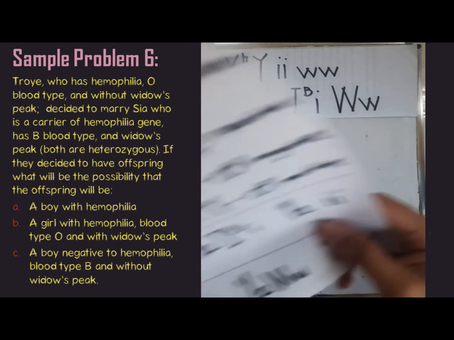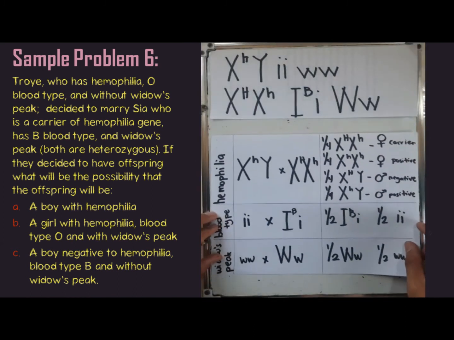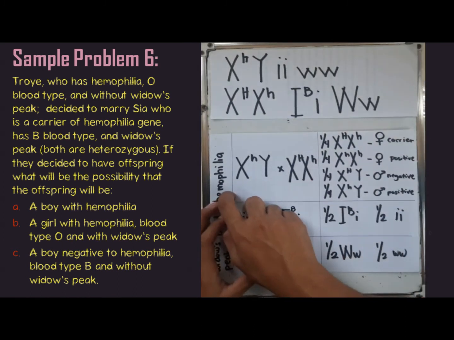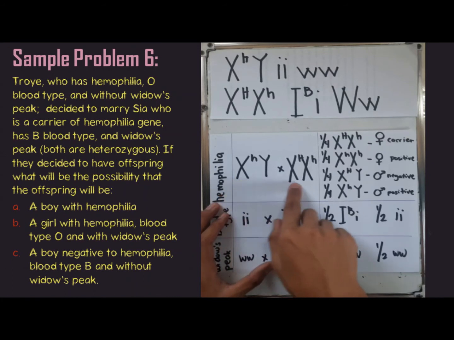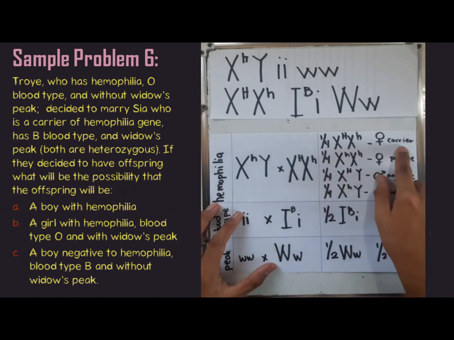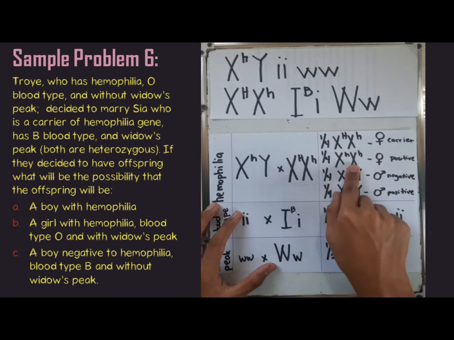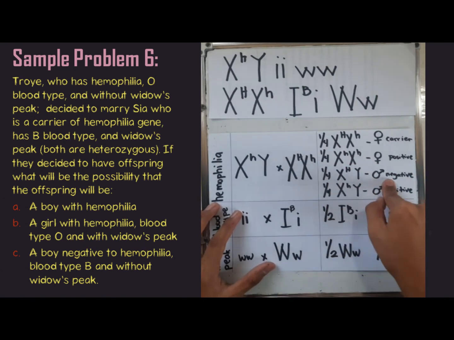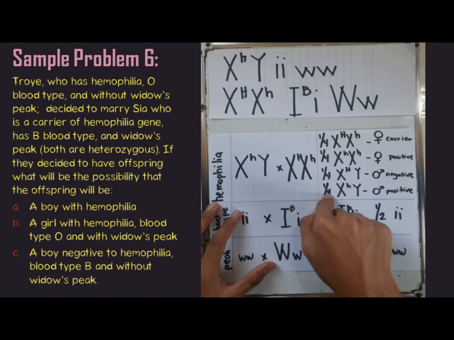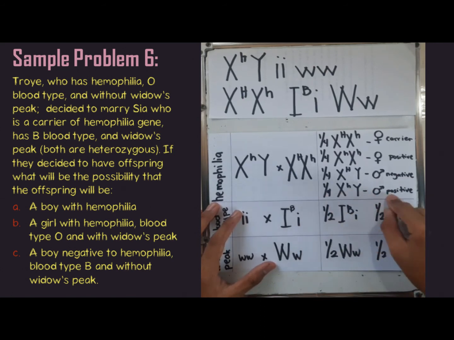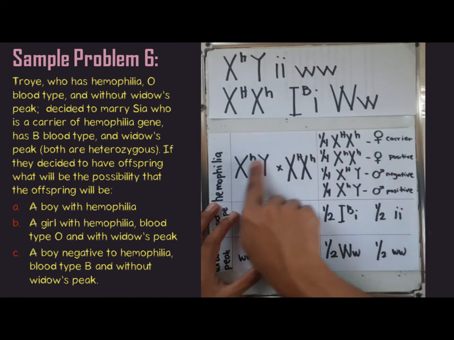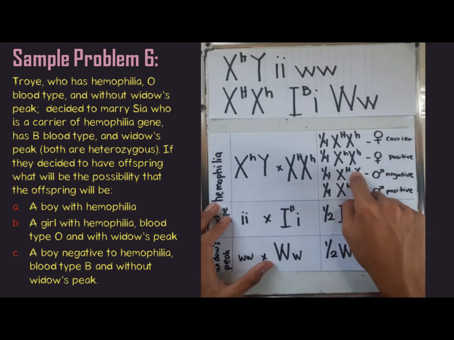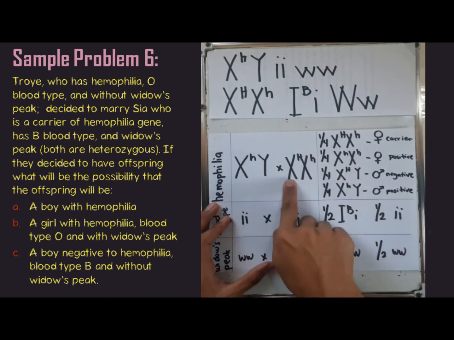Then, the breakdown. If we're going to do the test cross or the FOIL method for hemophilia, we're actually going to arrive at the following. 1/4 would be a female carrier, 1/4 probability that the female would be positive, 1/4 probability that a male would be negative, and 1/4 probability that the male would be positive for hemophilia. Remember, since this is an example of a recessive X gene, we are going to consider the following.